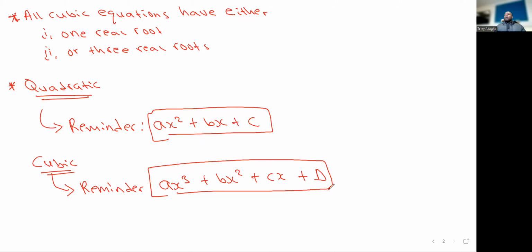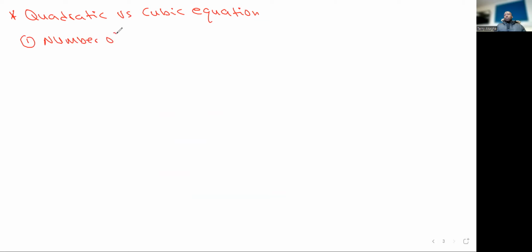3, all right? So what I want to do quickly is let us see the difference between a quadratic and a cubic. So I'm going to first start with the number of roots, okay? The number of real roots you can get. I want to compare the number of real roots you can get in a quadratic and the number of real roots you can get in a cubic equation.